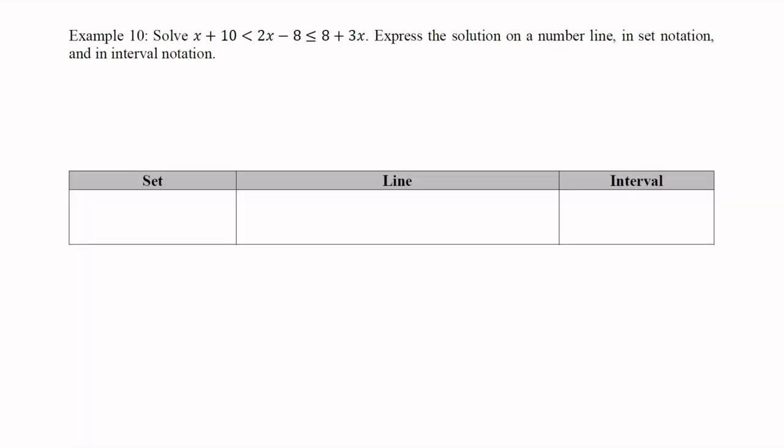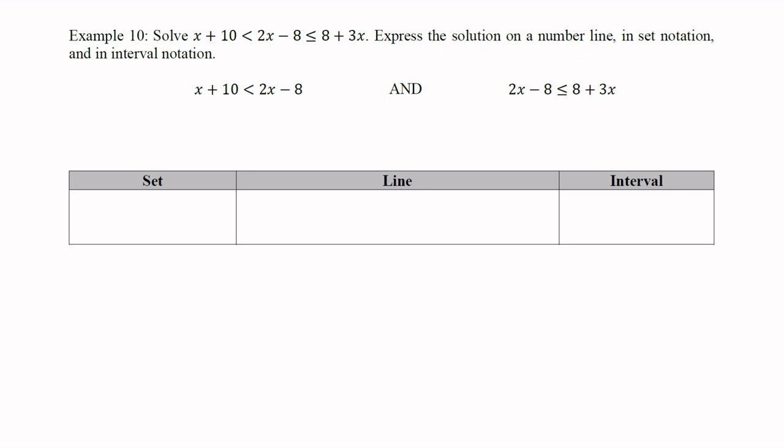Let's solve this single statement compound inequality. This time, let's do it by separating it out. So what you're going to do is take the first part, x plus 10 is less than 2x minus 8. And you're going to take the second part, 2x minus 8 is less than or equal to 8 plus 3x. And you're going to create two statements out of it with an "and" in between.